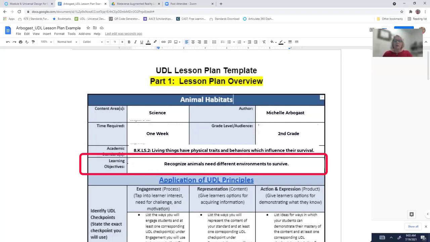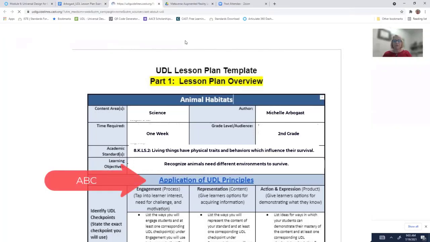So I've got my information section here. I've got how long it's going to take, the content area, my overall theme, and the academic standards. So good, we've got our information section. We're a third of the way done. So now we're going to look at application of UDL principles. And I've also put a link here for you to look at UDL principles.